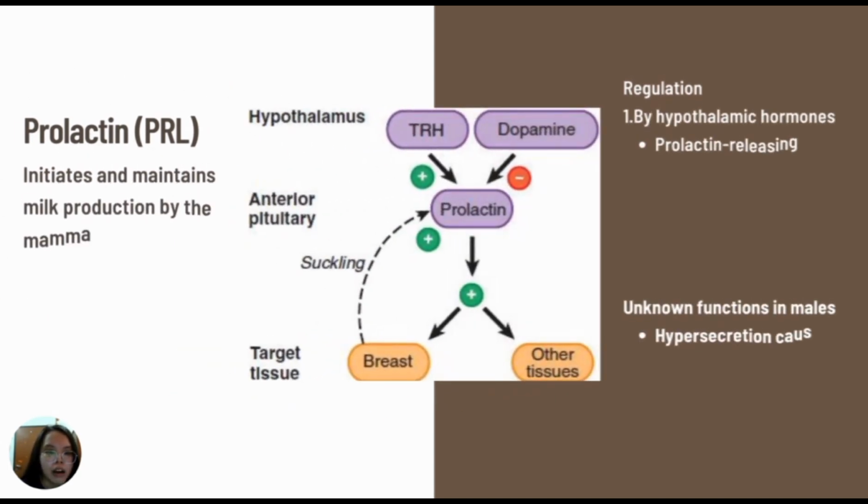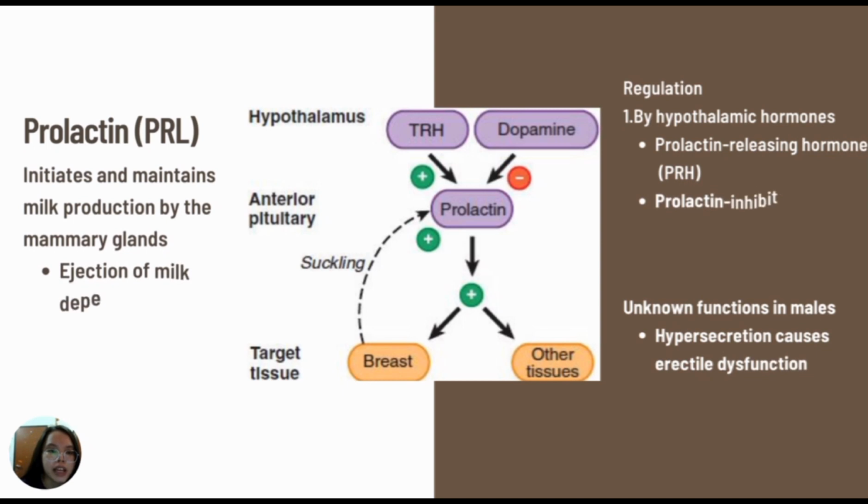Prolactin (PRL) initiates and maintains milk production by the mammary glands. Ejection of milk depends on the hormone oxytocin, which is released by the posterior pituitary gland. The function of prolactin is unknown in males, but hypersecretion of prolactin causes erectile dysfunction.